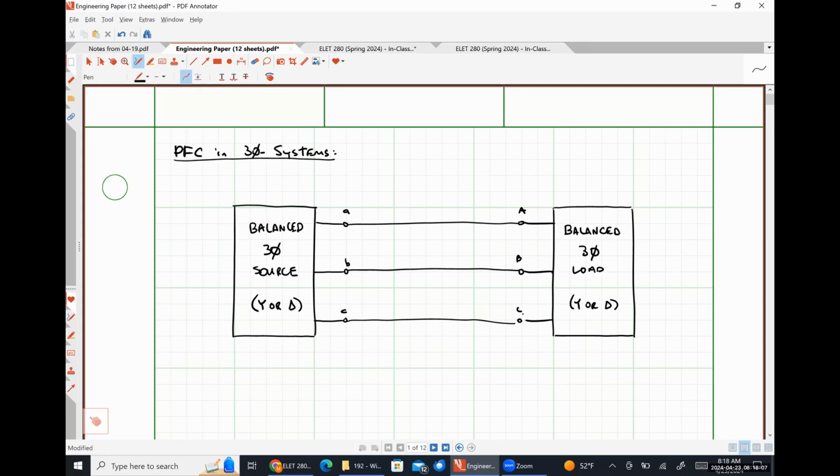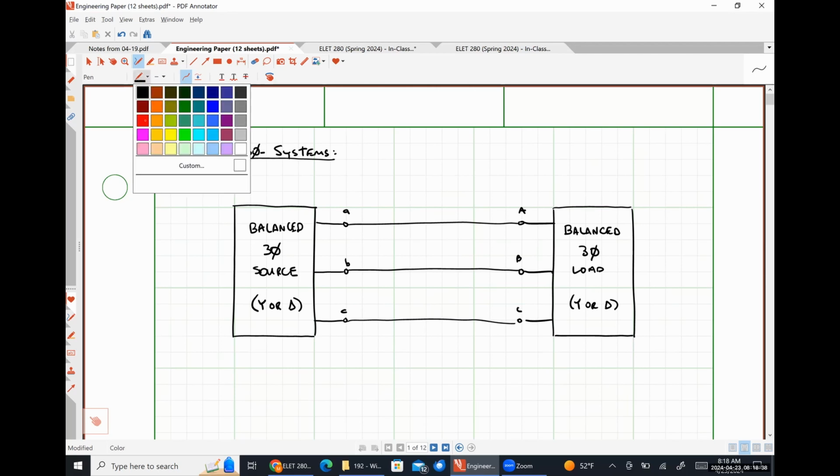Okay, so when we were dealing with single phase power factor correction, we simply placed a capacitance in parallel with our voltage source. That is the exact same thing that we're going to do here, but now we have an option. We can either connect our capacitor bank in a Y configuration, or we can connect our capacitor bank in a delta configuration.